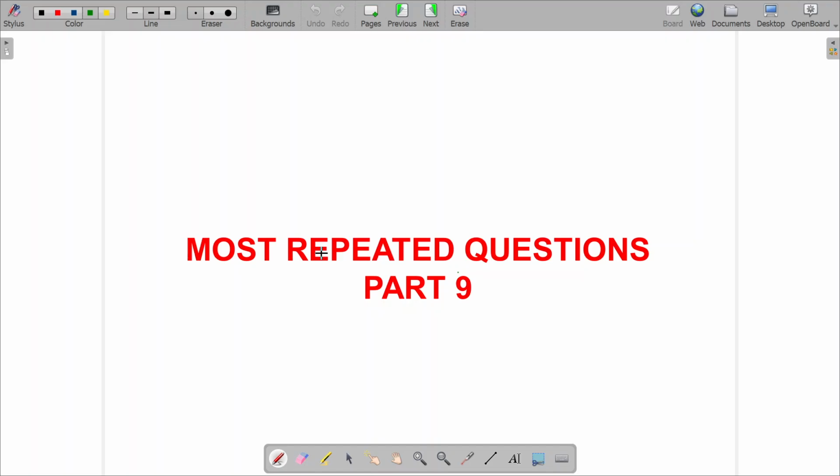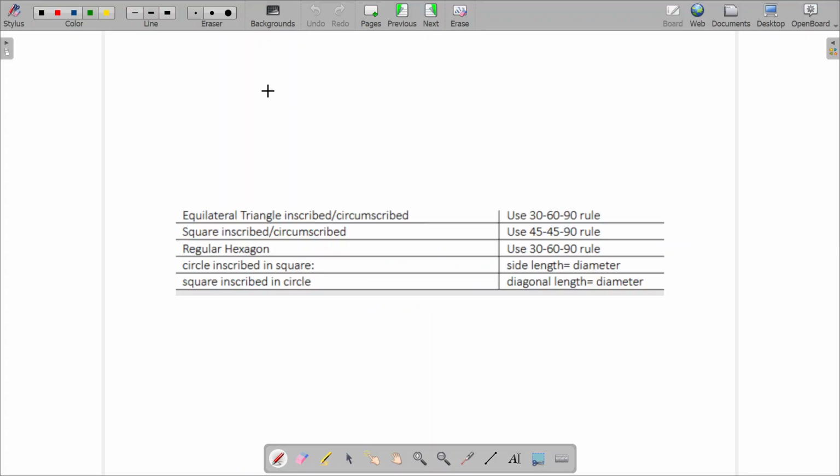Hey all, this is part 9 of most repeated questions in SAT. So let's move forward. This is something which will surely benefit you: when to use 30 60 90, when to use 45 45 90. I have summarized everything in one page, and you can take a screenshot of that and practice a few questions based on that.